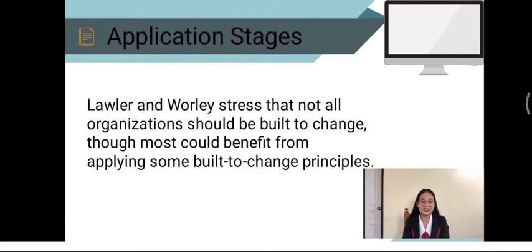Lawler and Worley stress that not all organizations should be built to change, though most could benefit from applying some B2C principles. This is because this intervention is mainly for organizations having problems adapting to a complex and rapidly changing environment. They require a change capability for success.